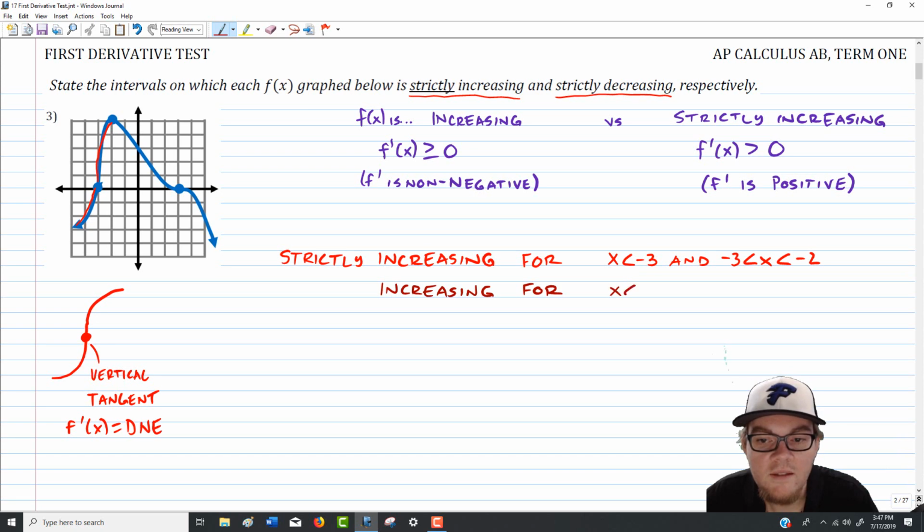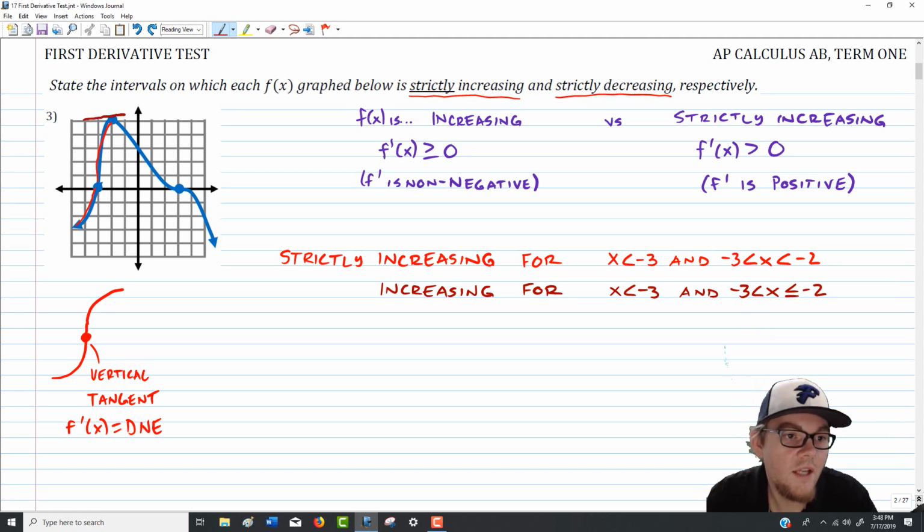We would say that x is less than negative 3 and negative 3 is less than x less than or equal to negative 2. So the only difference is actually right there at or equal to negative 2. Because at this point, if we drew a tangent line, our slope would be 0, our tangent line would be horizontal. So in just plain increasing, we include that. If it's not plain increasing and strictly increasing, we do not include that zero slope spot.